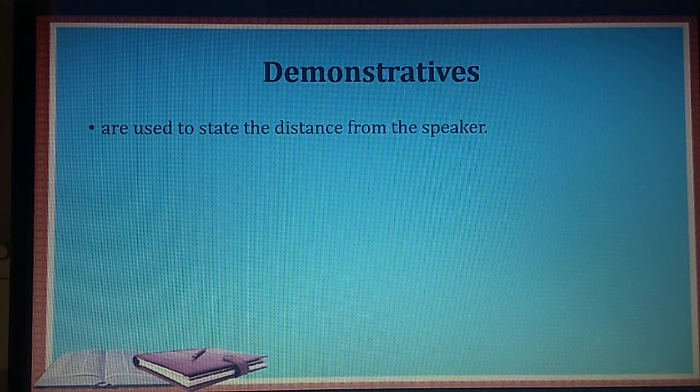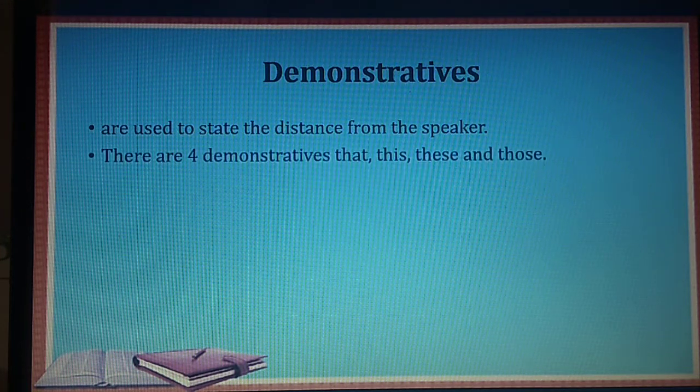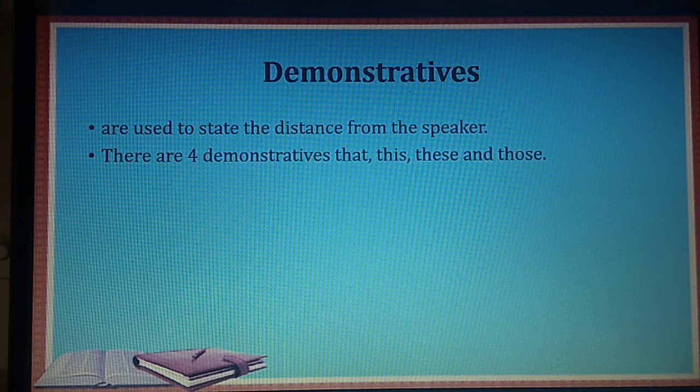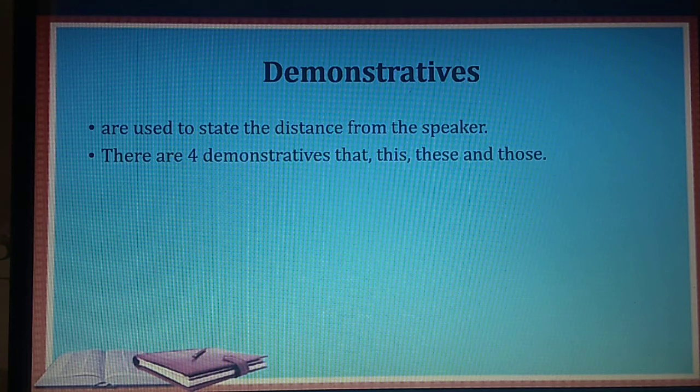Based on these two differences, we have the four demonstratives. And these four demonstratives are this, that, these and those. My dear children, just remember two formulas. Something which is very near to you, you use this and these. When an object is far away from you, you say that or those.